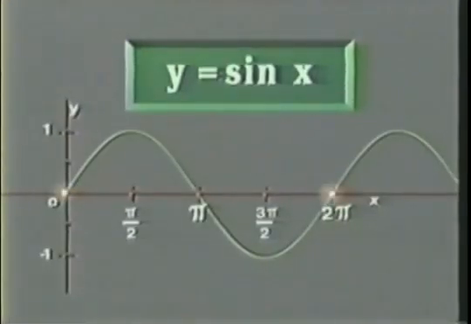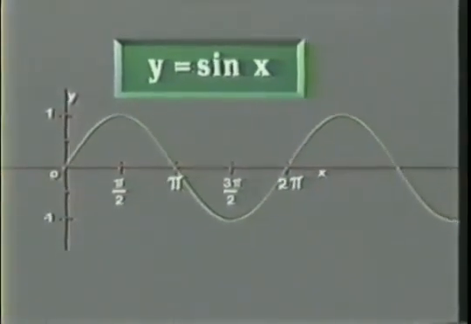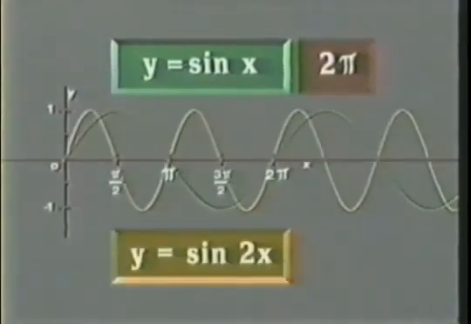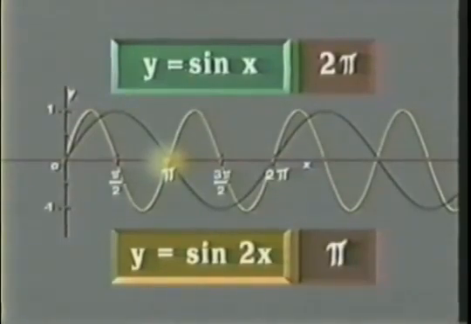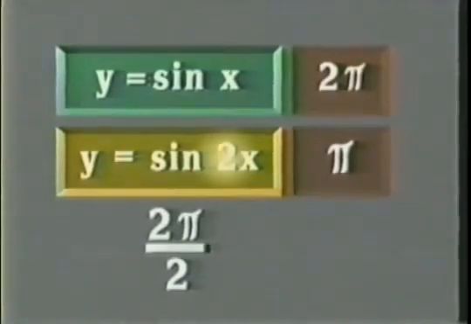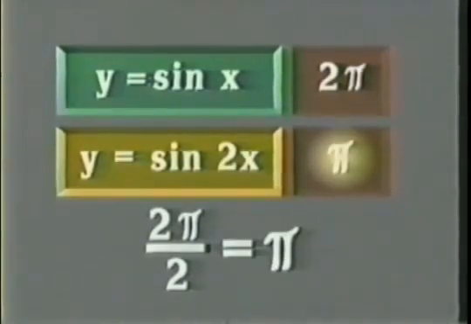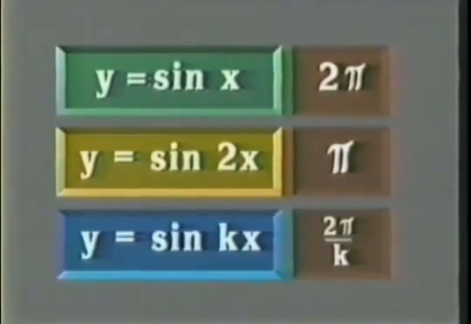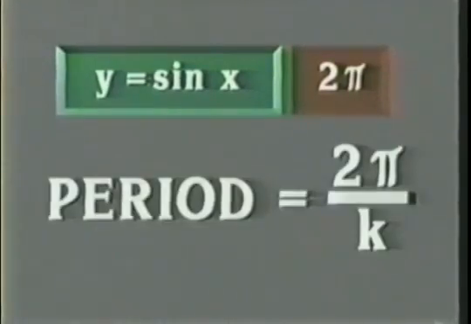The period is more interesting. The standard y equals sine x curve has a period of 2 pi. We've also seen that the period of y equals sine 2x is pi. So if we divide 2 pi by this factor 2, we get the period, pi. In the general equation, this factor is k, so the period of y equals sine kx is 2 pi over k.